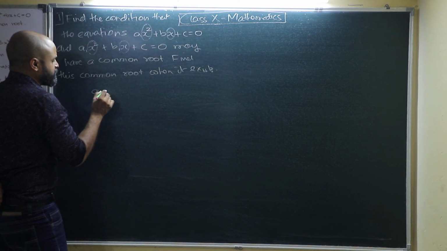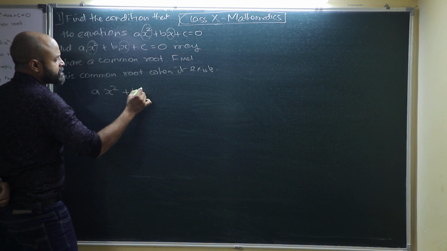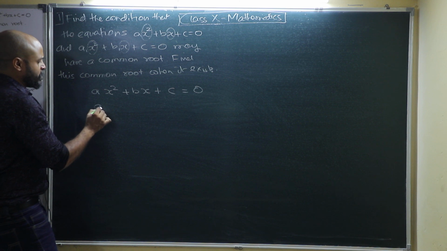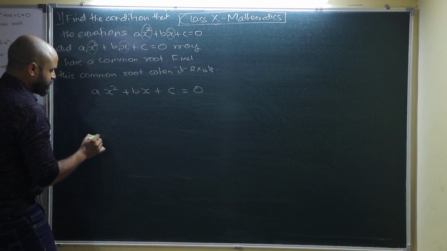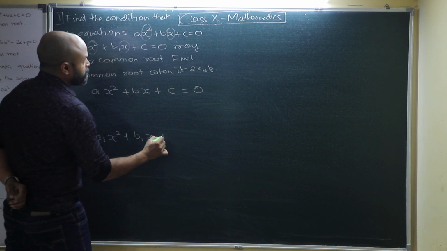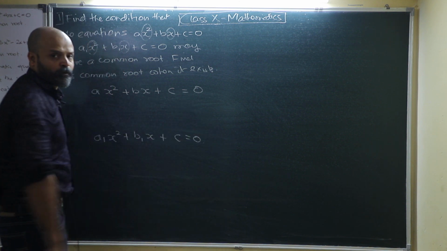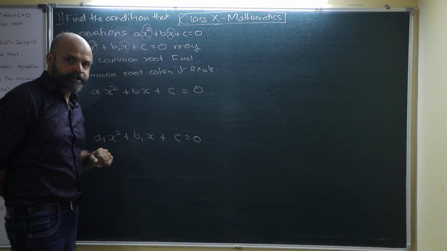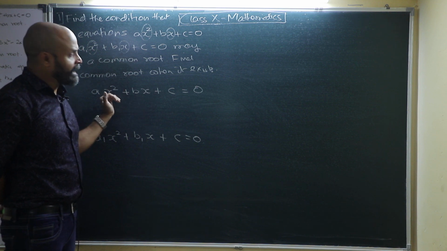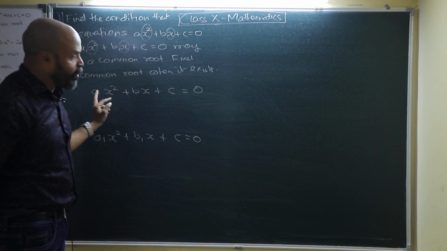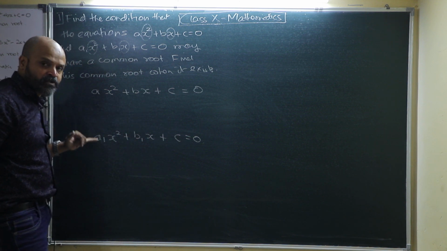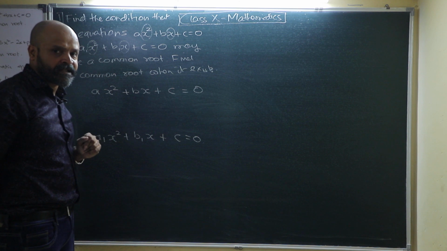If I have this first equation, ax square plus bx plus c is equal to 0, and the second equation is a1 x square plus b1x plus c1 is equal to 0. Now have a close look at both these equations. I have to eliminate one by one either the x square or the x. So if I want to eliminate this x square, I have to equate the coefficients of both these, which we generally do in simultaneous equations.